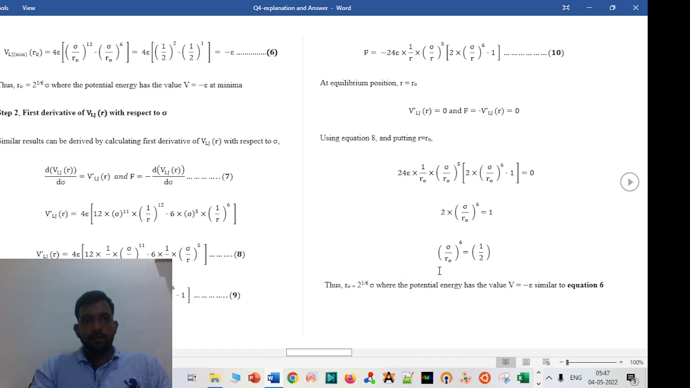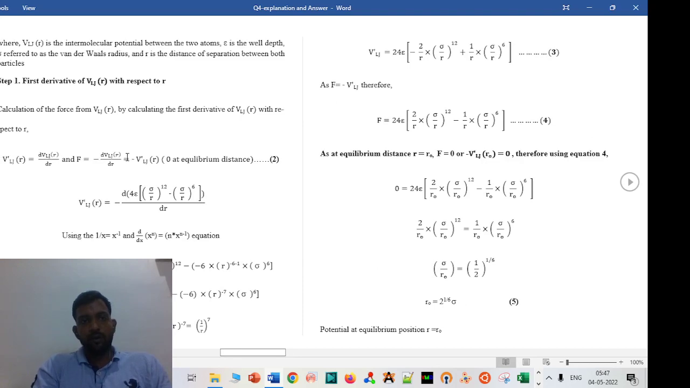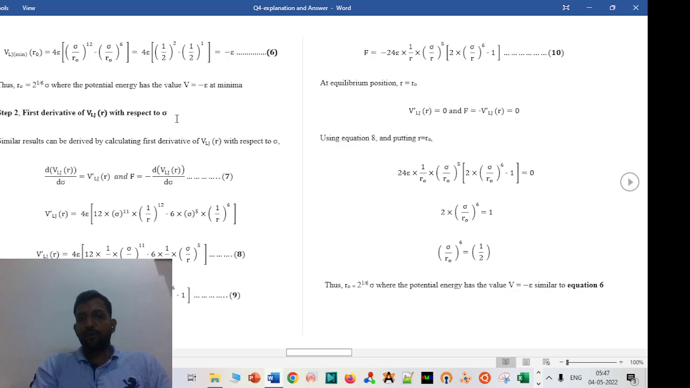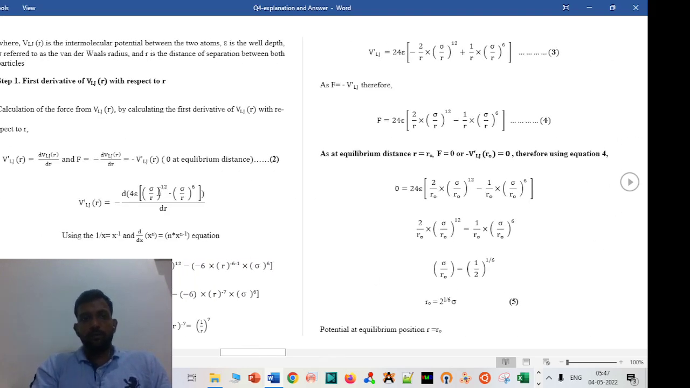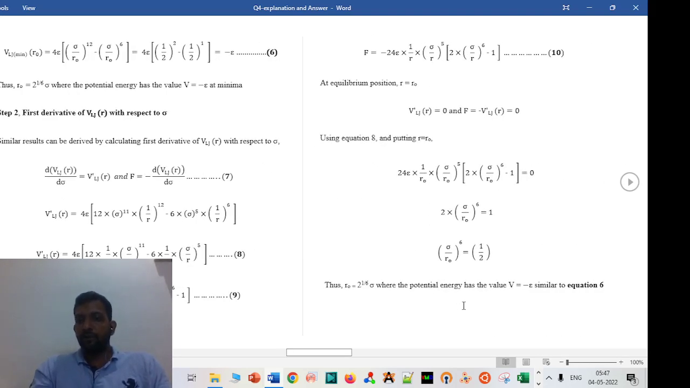Initially we were minimizing with respect to r. If we minimize with respect to sigma, we come to the same conclusion: r0 will again come out as 2 to the power 1/6 times sigma. There are two variables, so whether you minimize with respect to sigma or with respect to r, the final conclusion for r0 will be the same. The forms will be different, but the final conclusion will be the same. This is the beauty of mathematics.